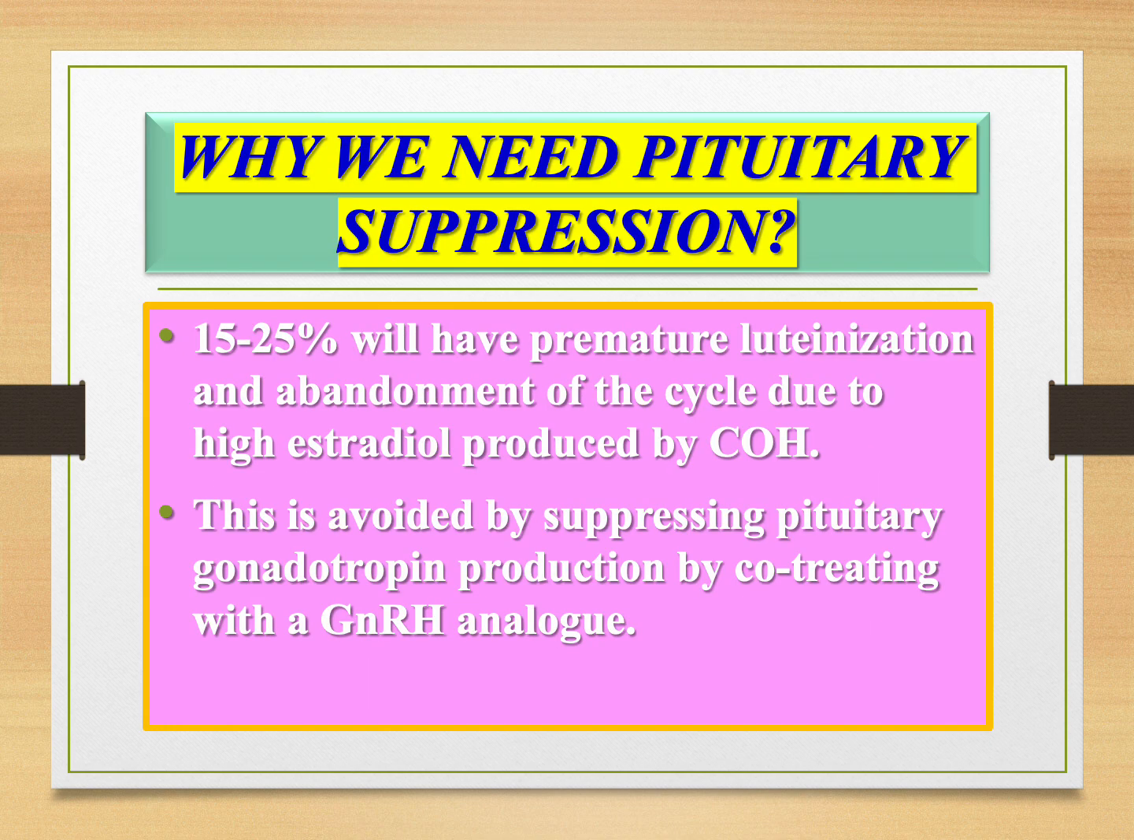Secondly, why do we need pituitary suppression? Because we have to give pituitary suppression either with a GnRH agonist or with a GnRH antagonist. If we do not do that, 15 to 25% of the cycles will have premature luteinization, and that will lead to abandonment of the cycle.